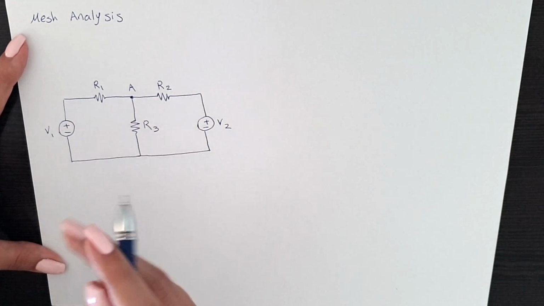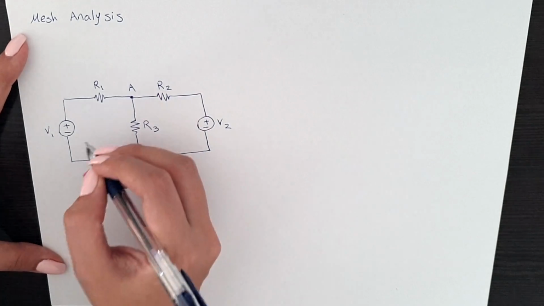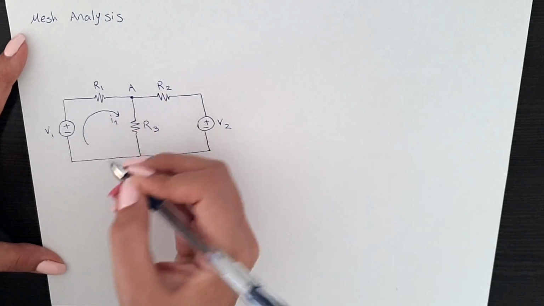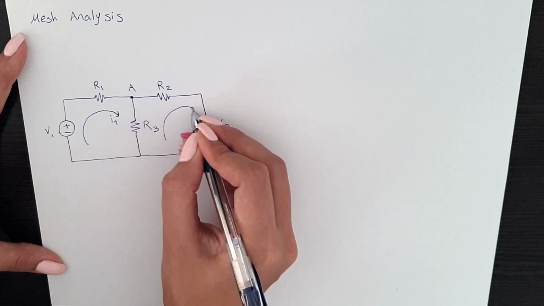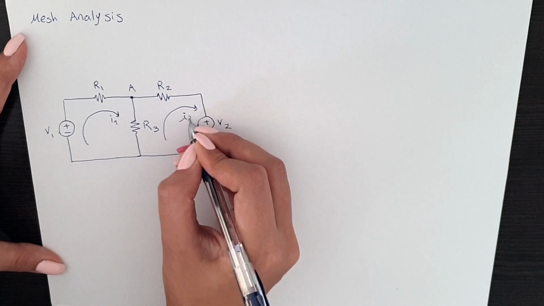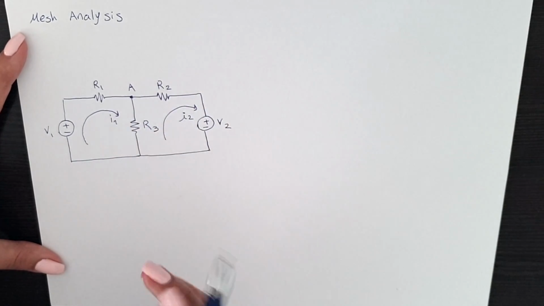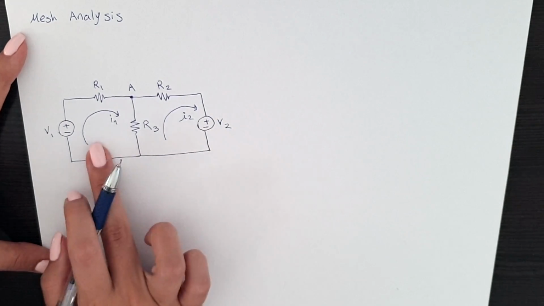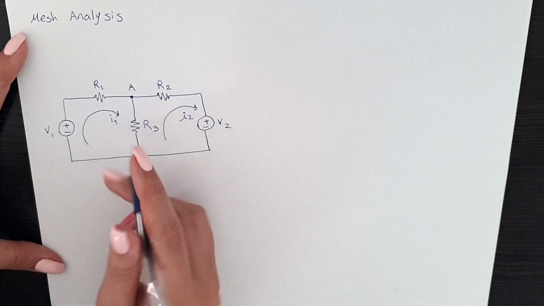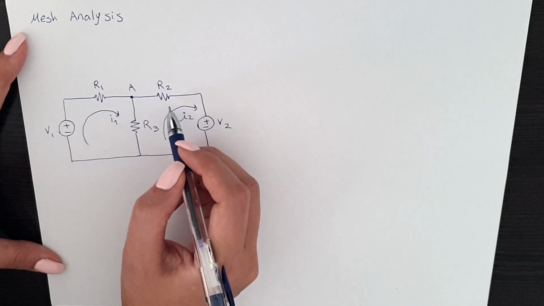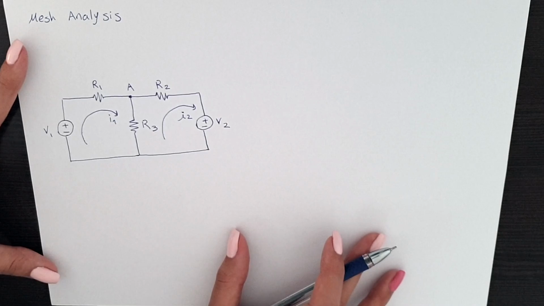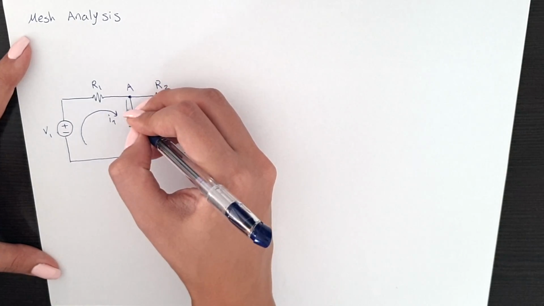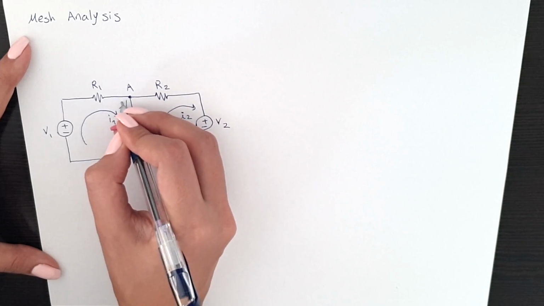For example, here, and a direction for that current. For example, here I say this is my I1 coming in this direction, and this is my I2 coming in that direction. As you can see, there is a different current here. It's not the same as I1 or I2, because I1 is going into it and I2 is coming out of it, so it's a completely different current. So I just put a direction here and I call this one I3.